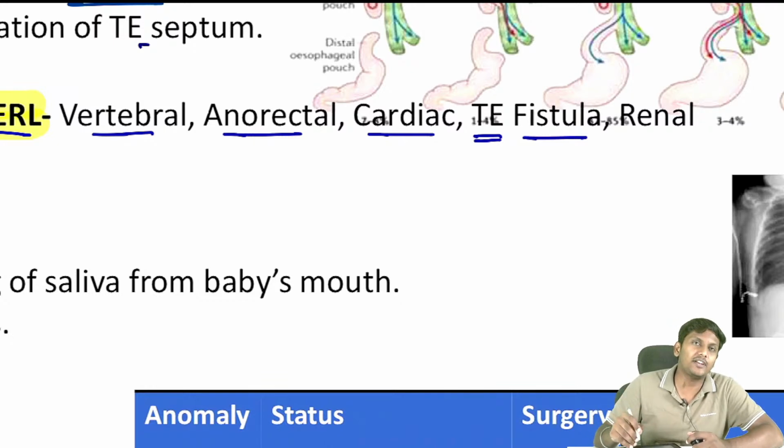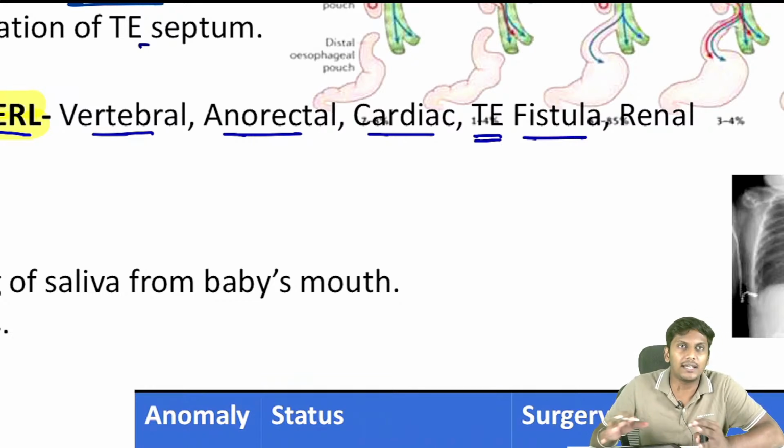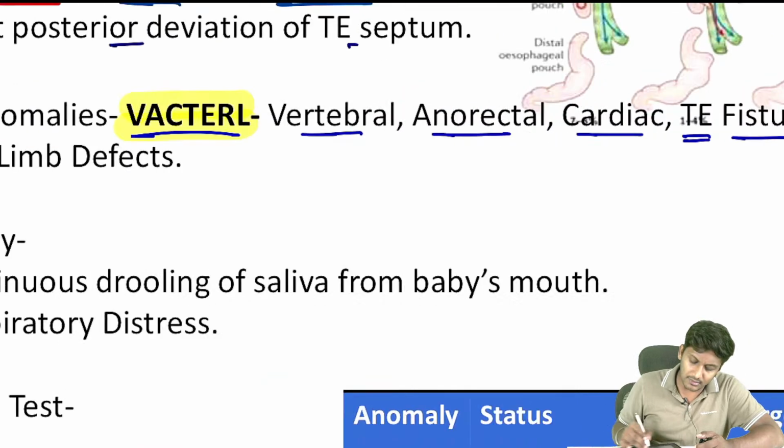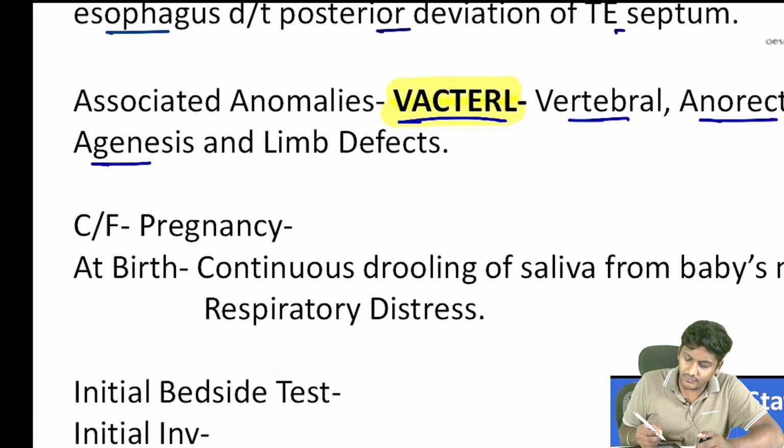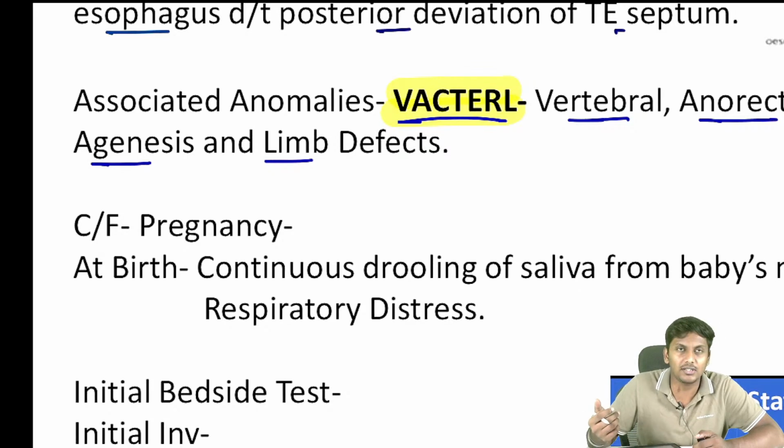Now, as you can see, if there is esophageal atresia, in that condition there will be an abnormal connection between the trachea and esophagus also. That leads to formation of a tracheoesophageal fistula. Then there is renal agenesis. R stands for renal agenesis, and L stands for the limb defects. The patient can have limb defects.